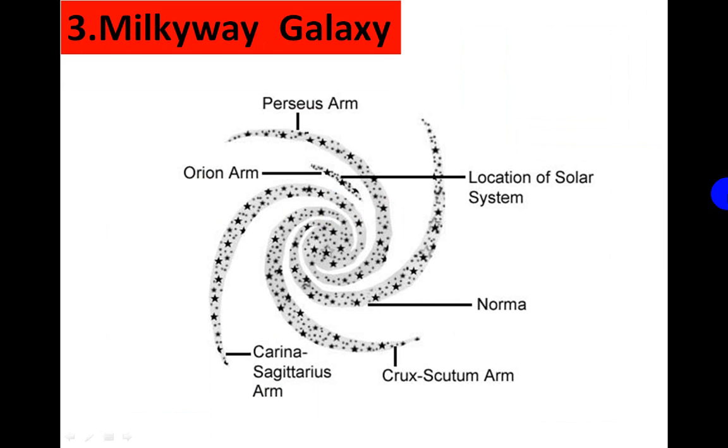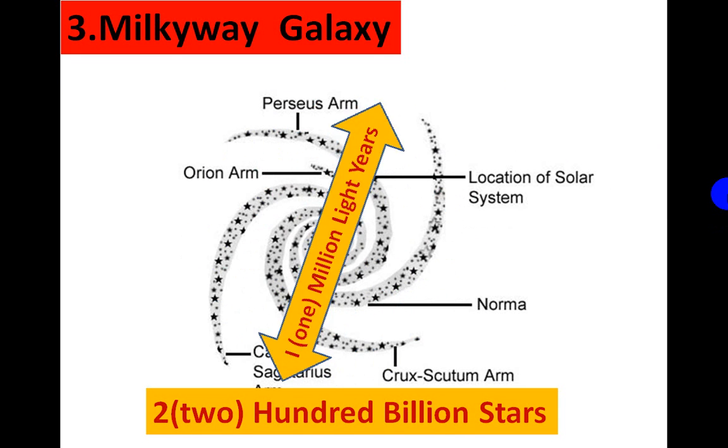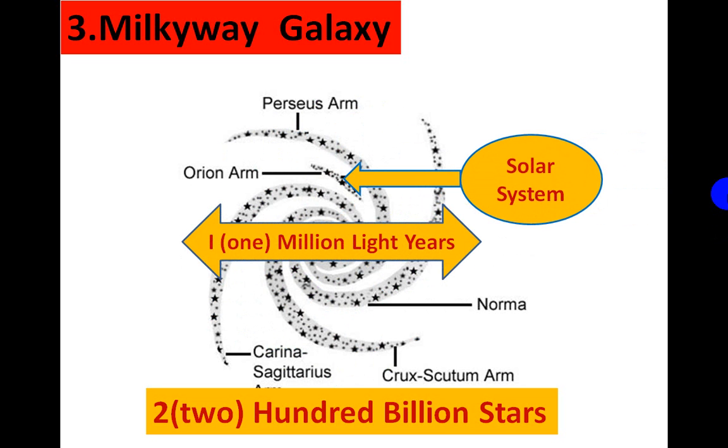We live in the Milky Way galaxy. The Milky Way contains about 200 billion stars, organized in several spiral arms and a central hub. From edge to edge, the galaxy measures 1 million light years. Our solar system is located in the Orion Arm, also called the Orion Spur.